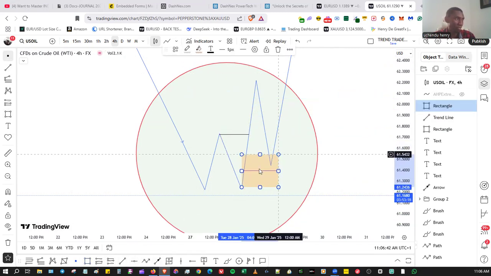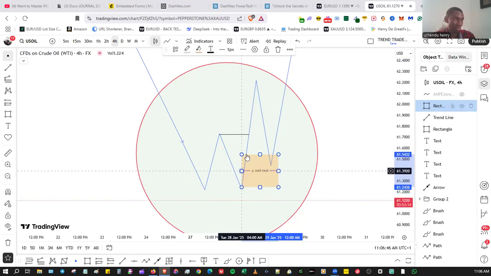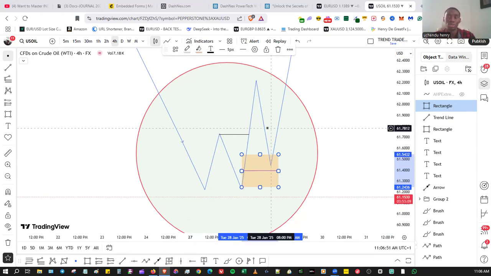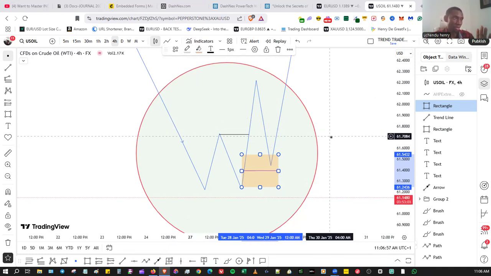We place our pending buy limit order at the demand zone or at the order block. If there is an order block here, we use it as our entry, or a fair value gap, we use it as our entry. It's just that simple, okay? So that is the entry criteria we'll be using during the course of this study.